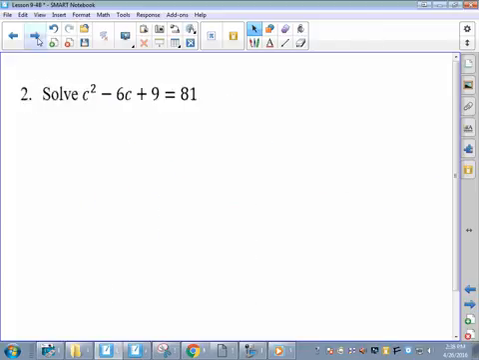Practice 2: we've got ourselves a trinomial equals 81. Usually I'd say, what's the problem with this problem? Let's make it equal to 0 and go from there. But before I do that, let's see if we can save ourselves a little work.